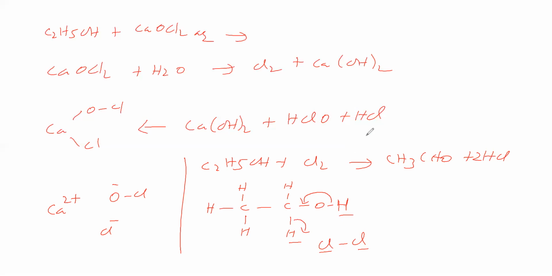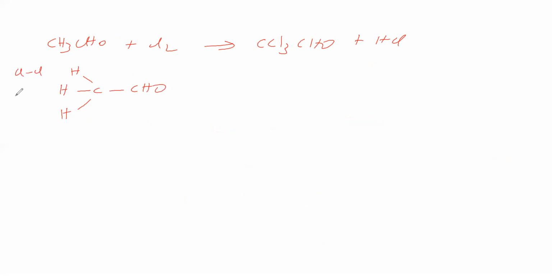Then this acetaldehyde reacts with Cl2 further to give CCl3CHO, chloral, and HCl. So how the reaction takes place, that we'll see. This is acetaldehyde. Now we will take chlorine. HCl is removed here, here, and here. So what remains is CCl3CHO.